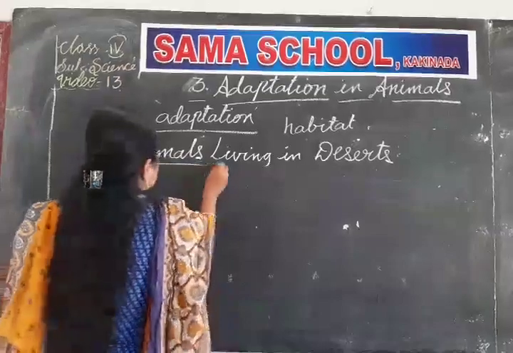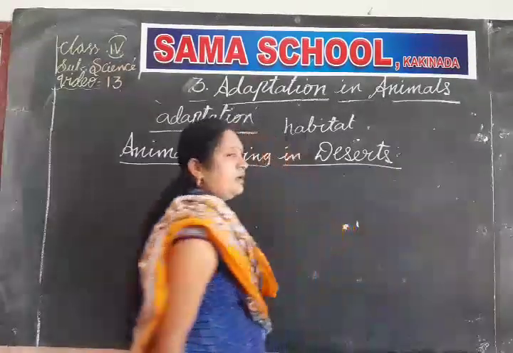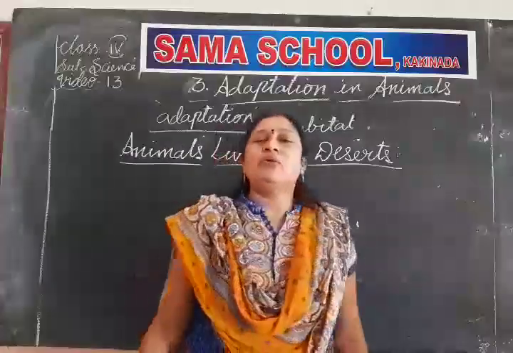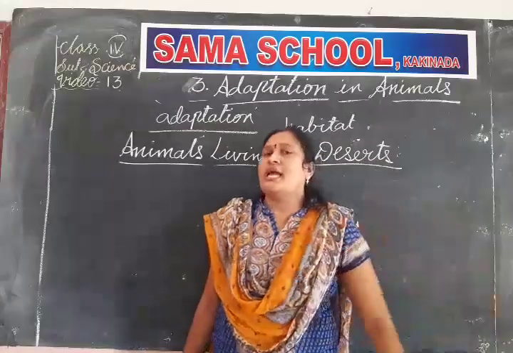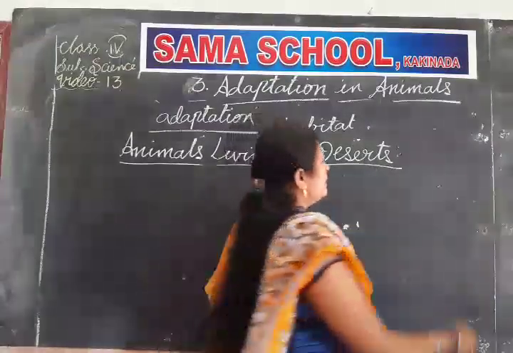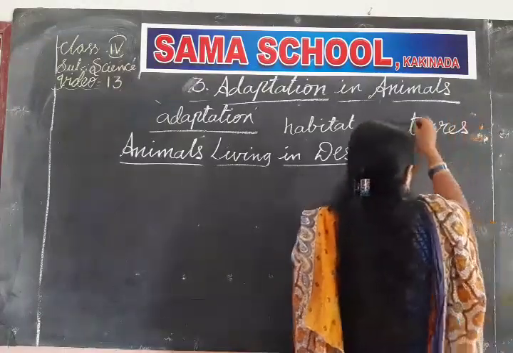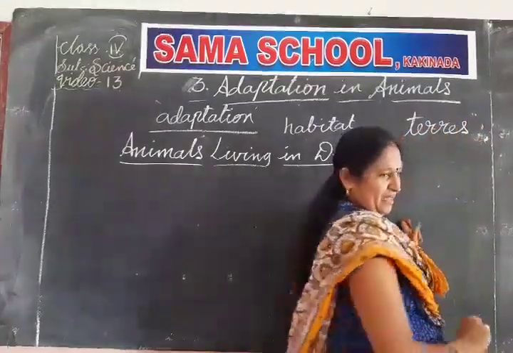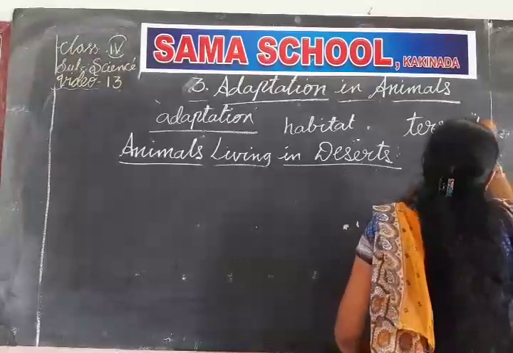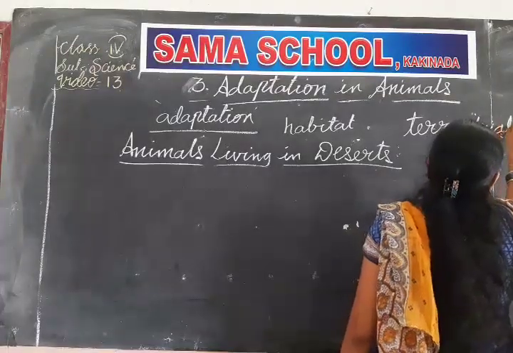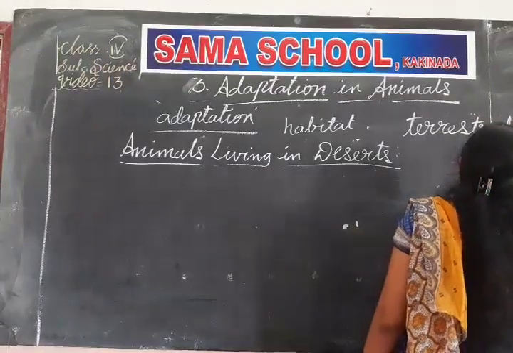These are the terrestrial animals. The animals that live on the land are known as terrestrial animals. We know very well about these terrestrial animals. T-E-R-R-E-S-T-R-I-A-L, terrestrial animals.